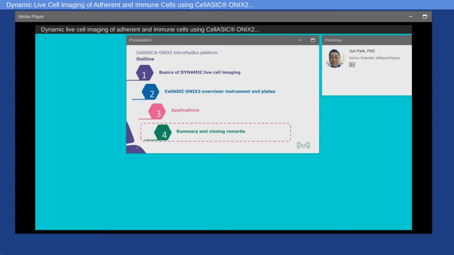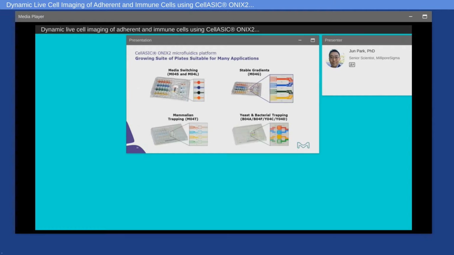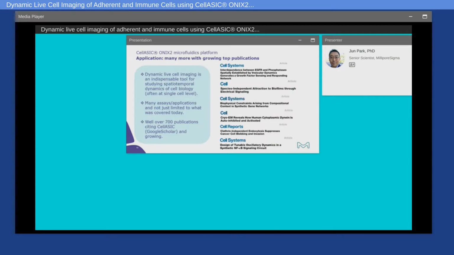Now for summary, I would like to quickly go over our plate offerings. We have a number of plates targeted for different cell types. All our plates that start with the letter M are intended for mammalian imaging, whereas our plates with the letters B and Y are intended for bacteria and yeast imaging respectively. We do enjoy a tremendous number of publications, many of them in top journals, further demonstrating the value that we bring for our customers.